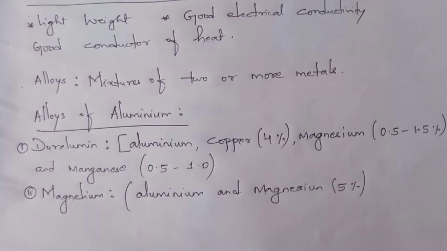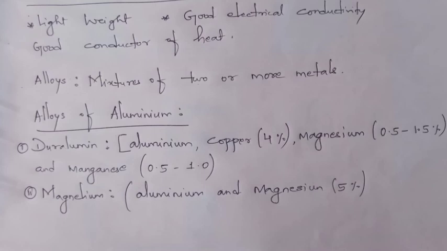Sometimes it is mixed with other metals to form a special mixture, and this mixture of two or more metals is called an alloy. Some alloys of aluminium are duralumin, which is composed of aluminium, copper, magnesium and manganese. Another alloy of aluminium is magnalium, which is composed of aluminium and magnesium.